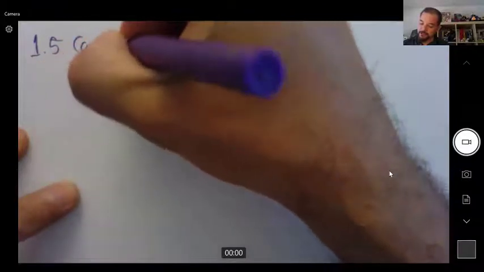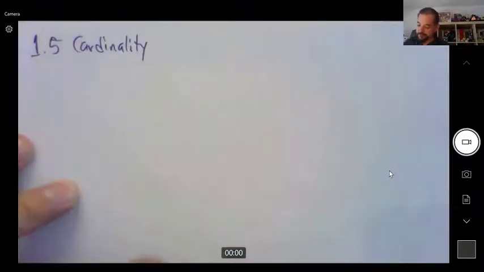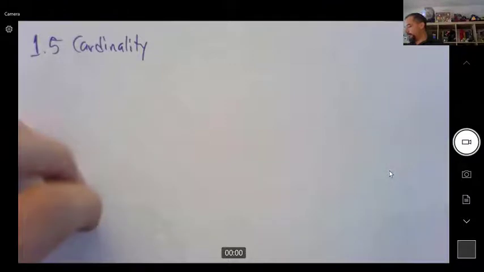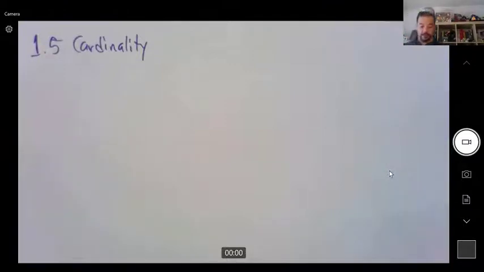Let me check exactly what the name is. Yes, that's what it's called. So 1.5, cardinality. Now I find this concept actually fascinating, and if you ever have the chance of taking a class in set theory, you could learn about this concept in general. The idea of cardinality is to see how big a set is. Now that's not a problem if you have a finite set, right?